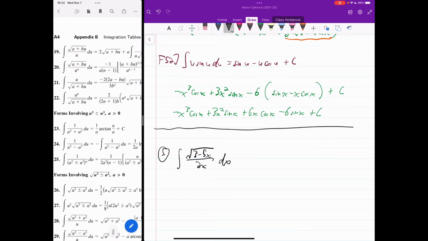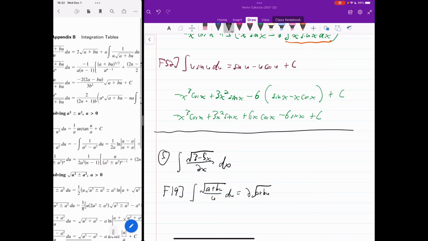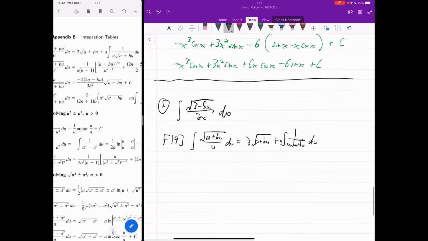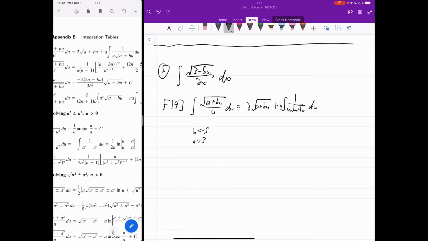19 looks good. With 19, I can take the 2 out and make this an integral of 1/2. And, well, let's not write that down yet. I'm going to write down formula 19 just to be clear. This is the integral of radical a plus bu over u du is 2 times the same radical plus a times the integral of 1 over u root a plus bu du. Okay, we can do this. B would be -5 and a would be 3. And if that holds up, also u is equal to x.